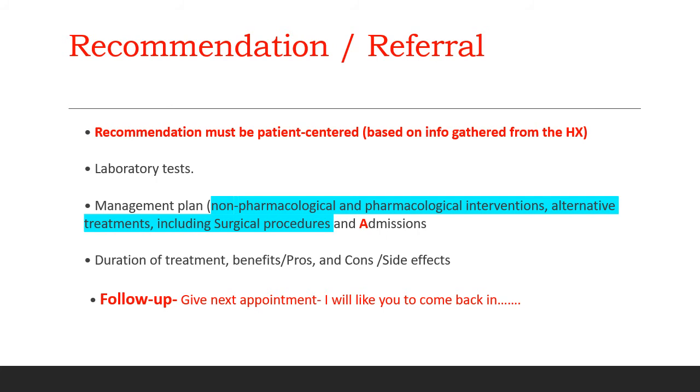Then F is for follow-up. Always remember to give your patient the next appointment when you want to see them and follow them up. If you're referring the patient, you need to also give them a time for follow-up.